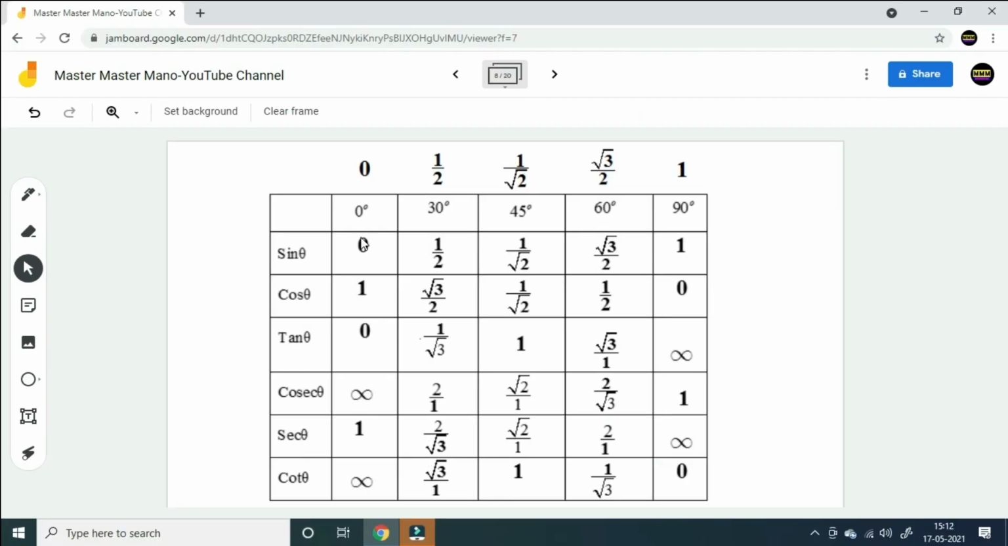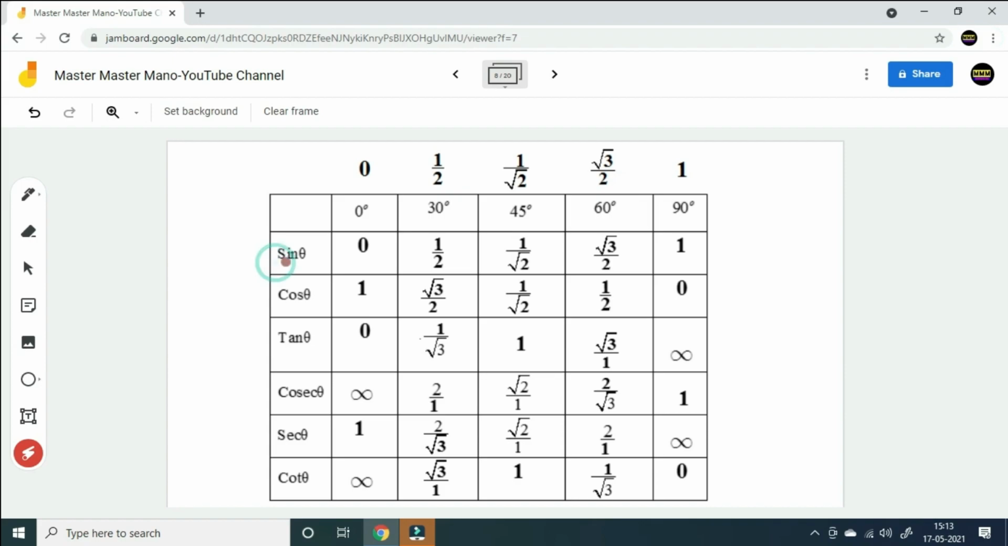We have filled these boxes only by memorizing these values. That is 0, 1 by 2, 1 by root 2, root 3 by 2 and 1. Now we are going to see how to find the degree value for the trigonometric ratios.